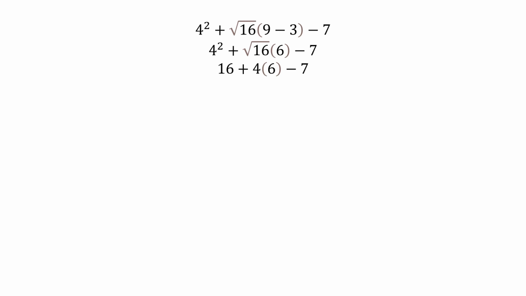Now at this point, a lot of us just sort of work from left to right, especially when we're working quickly, but always remember you have to multiply and divide before you add and subtract. 4 times 6 is 24. Now we just do 16 plus 24 minus 7, which gives us 33.